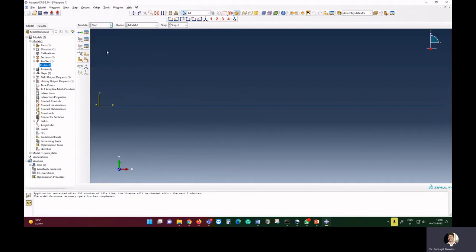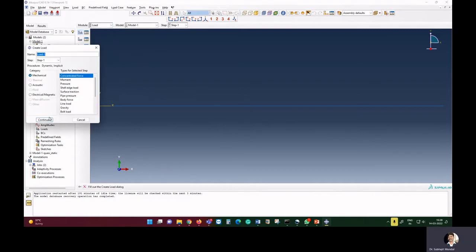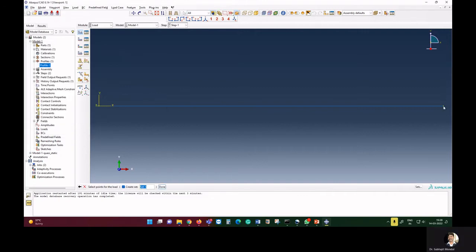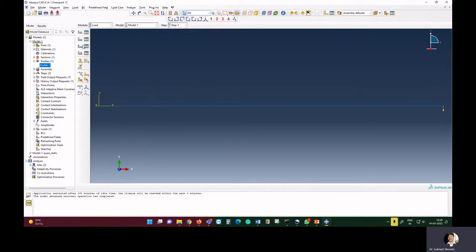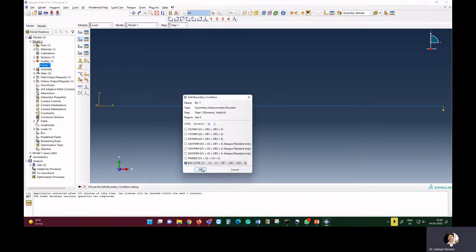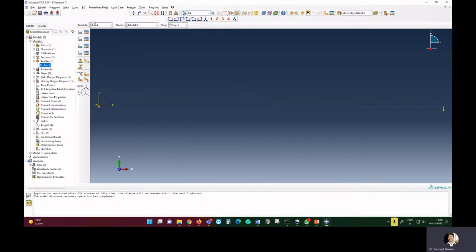Now what we have to do is apply the loading. So here we will apply loading at one end, that is 10 Newton load, and loading type is instantaneous. So here we're going to see how the response is coming. At the other end, we are going to make fixed conditions. Here we will choose the encastre option, where we restrain all the degrees of freedom. Now we can submit the job.